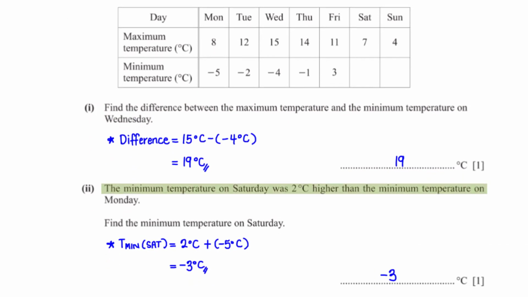The minimum temperature on Saturday was 2 degrees Celsius higher than the minimum temperature on Monday. Find the minimum temperature on Saturday. The minimum temperature on Monday was -5 degrees Celsius. So to get the minimum temperature on Saturday, we simply add 2 degrees Celsius to -5 degrees Celsius. This gives us -3 degrees Celsius.